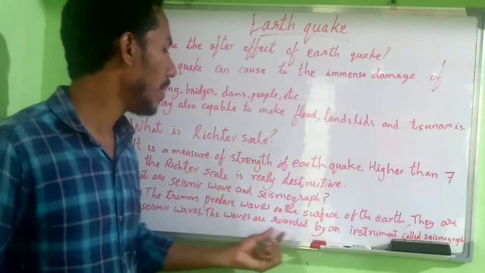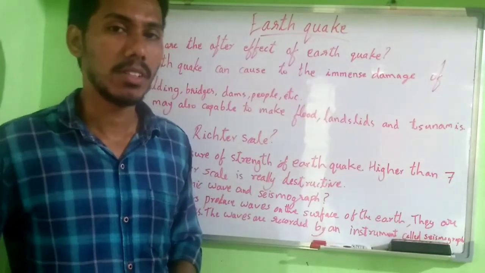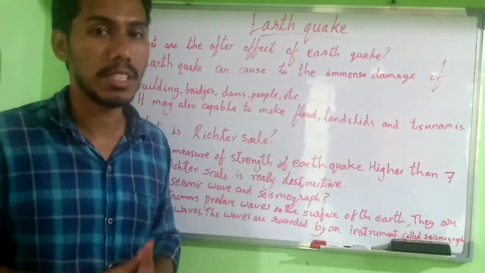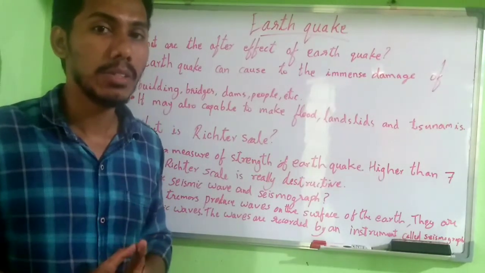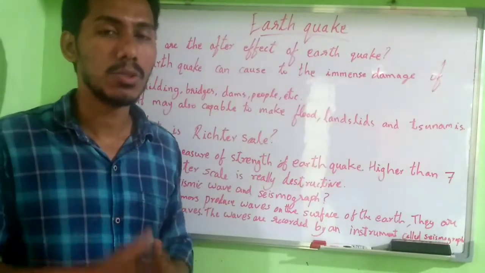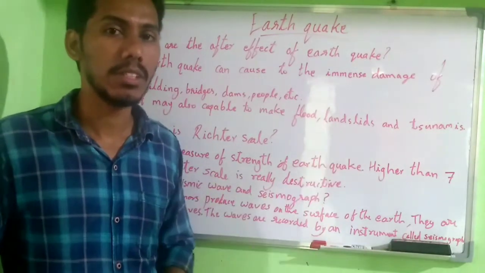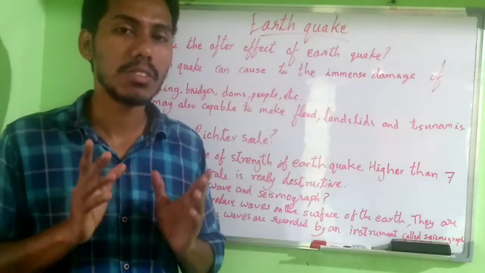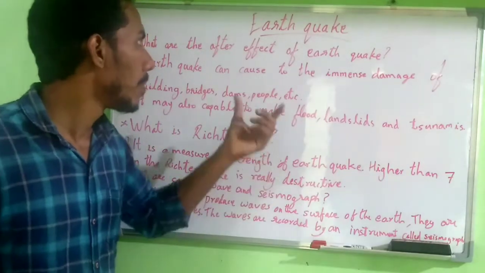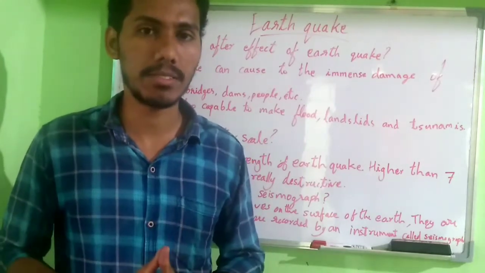And the waves are recorded by an instrument called a seismograph. So the instrument to record the waves is called a seismograph, and the waves produced by the tremors are seismic waves. Those are the two concepts. You can see the picture of the seismograph here in the textbook. So an earthquake can be measured, but it cannot be predicted.